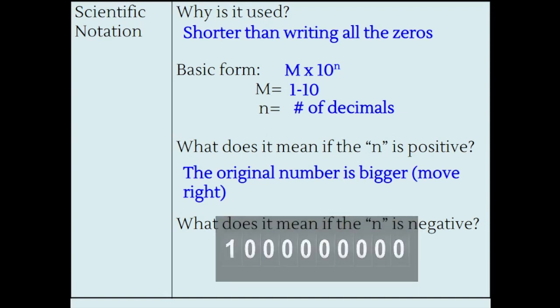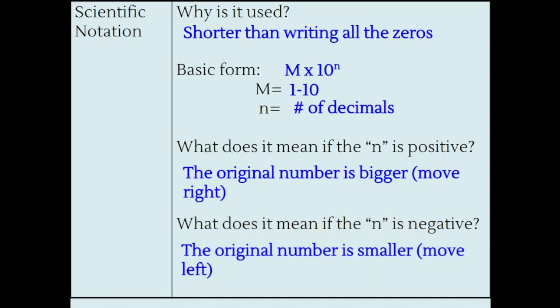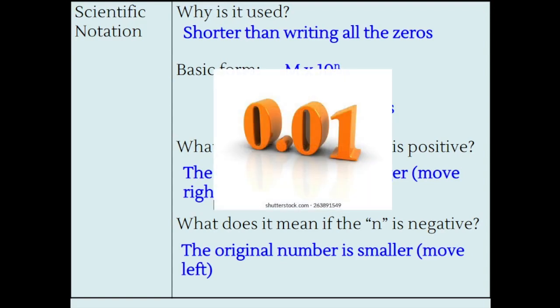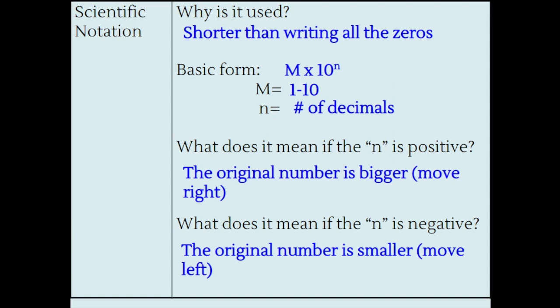Now let's take a look at the other side. If n is negative, that's going to mean that the original number is smaller, and we're going to move to the left. So in other words, if we start with a number 1 through 10, it's now going to be a decimal, essentially, 0.000 some number. And we'll do some examples on the next slide.